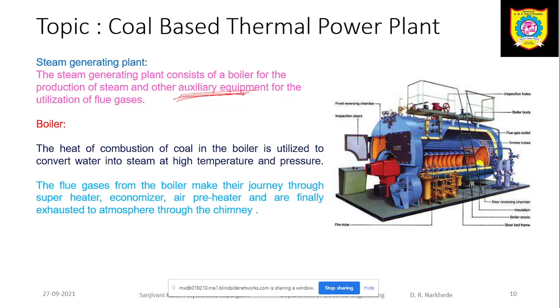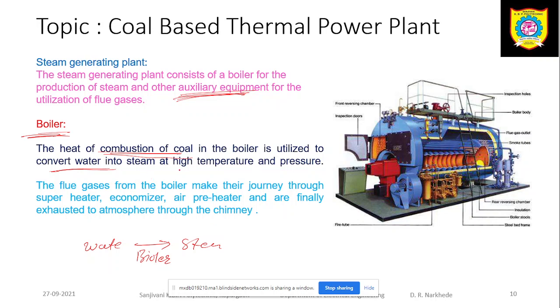Now this boiler, what is the boiler? The heat of combustion of coal in the boiler is utilized to convert water into steam at high temperature and pressure. So basically, what takes place inside the boiler? Inside the boiler we burn the coal. The combustion of coal takes place inside the boiler, and the heat of that combustion is used to convert water into steam. So my water is there, and the water is converted into steam inside the boiler.